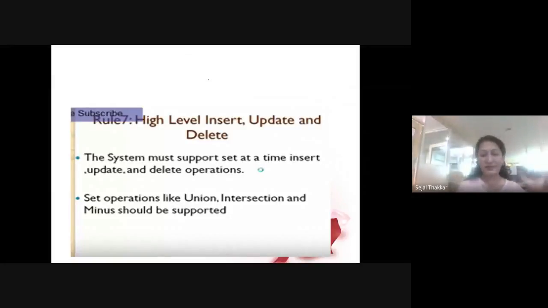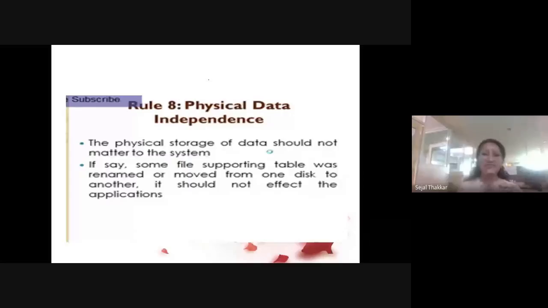Okay, so the next rule is that whatever database you are making, it should support insertion, updation, and deletion operations. You cannot make a database which does not allow you to update things. Suppose I have a library books table. The software should be like that. If new books come into the library, the librarian can add them, and the librarian can remove some outdated books. So such facilities are available with the database you are making. It is also going to support certain operations, union and intersection.